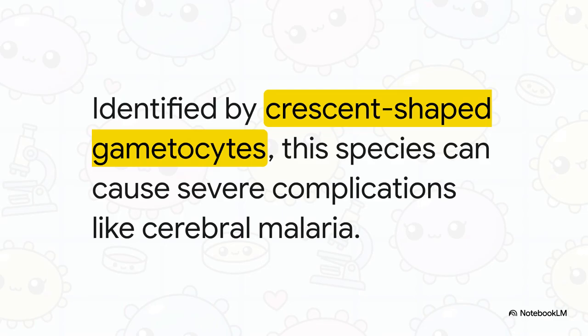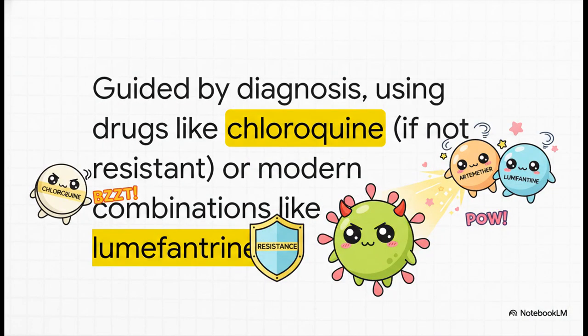And spotting those crescent-shaped gametocytes is just as critical. It's the calling card of a P. falciparum infection, which can spiral very quickly into life-threatening complications like cerebral malaria. This diagnosis is the crucial roadmap for treatment. P. falciparum is often resistant to the older drugs, so making the right ID means doctors can go straight for the heavy hitters, like artemether-lumefantrine, to save that patient's life.